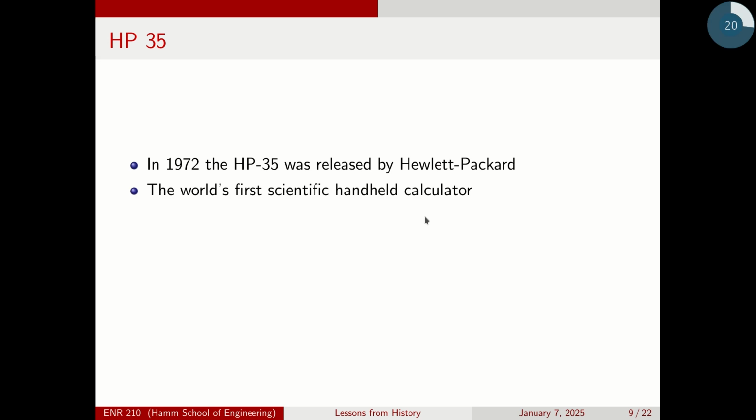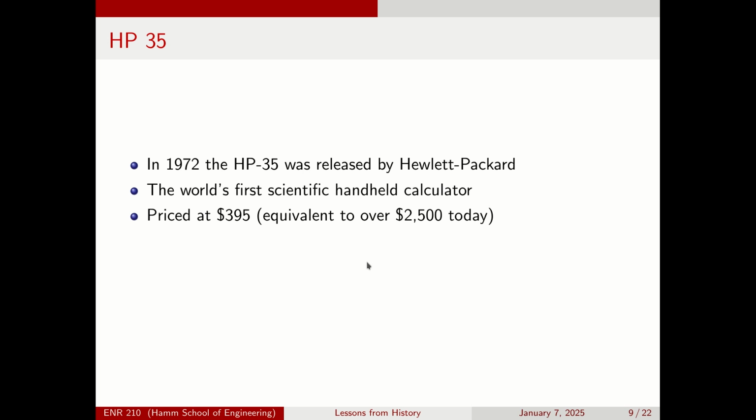Okay, it was the first scientific calculator that was handheld. Before that, if anybody wanted to use computation with a computer, it was extremely involved to do it. It wasn't something you carried around with you in your pocket. So at the time, it was priced at $395, which would be equivalent to $2,500.